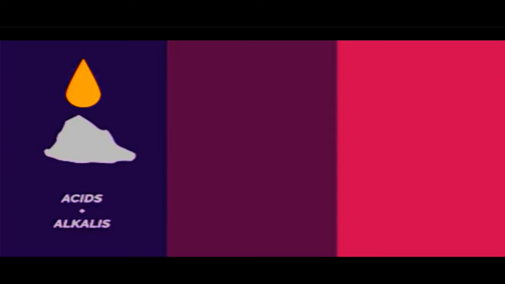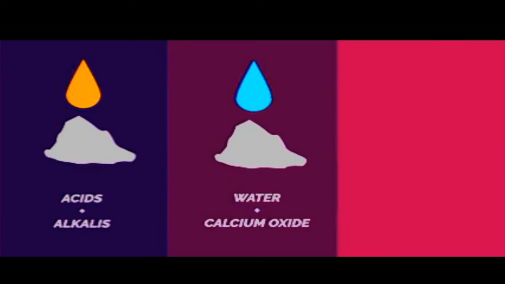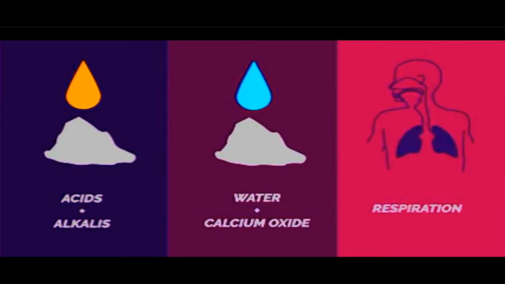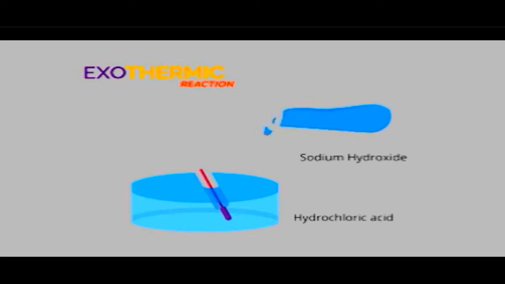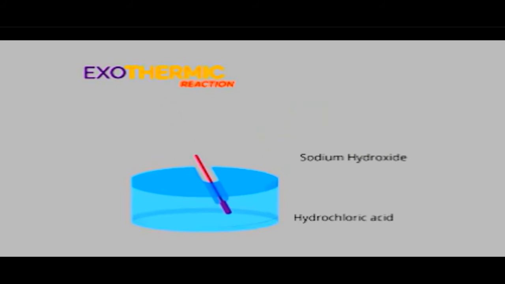Other examples of exothermic reactions are the neutralization reactions between acids and alkalis, the reactions between water and calcium oxide, and respiration. It is easy to detect exothermic reactions. Just get your thermometer and see if the temperature increases. Watch the hydrochloric acid and sodium hydroxide solution being mixed and see how the thermometer increases. Most chemical reactions are exothermic because heat is given out.